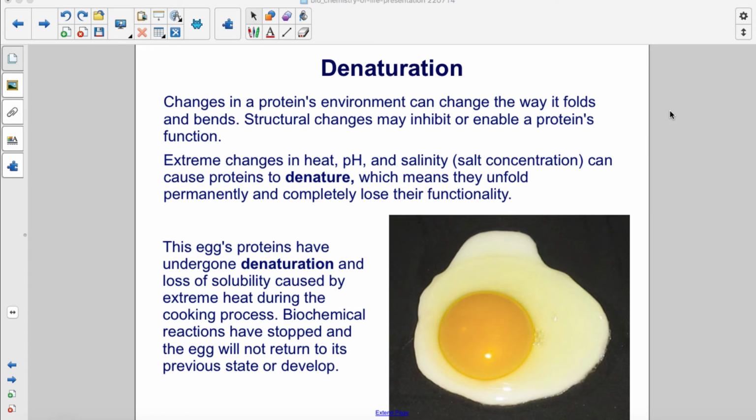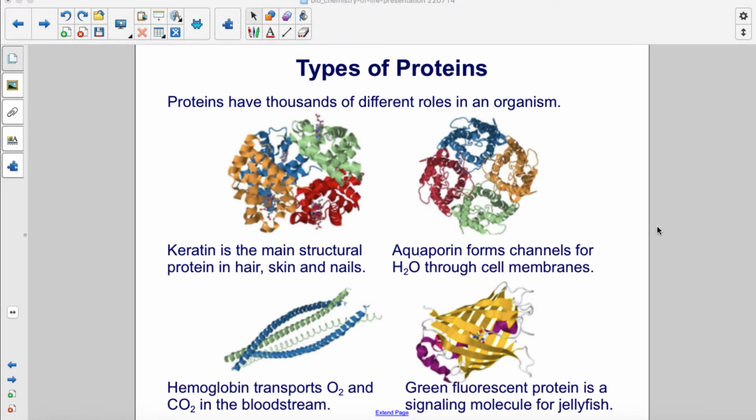Changes in a protein's environment can change the way it folds and bends. Structural changes may inhibit or enable a protein's function. Extreme changes in heat, pH, and salinity can cause proteins to denature, which means they unfold permanently and completely lose their functionality. This egg's proteins have undergone denaturation and loss of solubility caused by extreme heat during the cooking process. Biochemical reactions have stopped and the egg will not return to its previous state or develop.